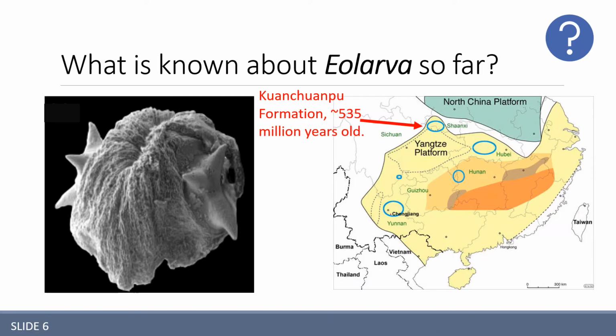The fossil Eolarva kuanchuanpuensis has been invoked as a fossil which could shed light on this matter. So I just want to give you a little background information about Eolarva first. Eolarva has been recovered from the Shizhonggou section of the Kuanchuanpu Formation, which is located in the southern Chinese province of Shaanxi. The formation has been dated at approximately 535 million years old, and so it represents a very early Cambrian formation, if you consider that the beginning of the Cambrian period has been dated at 541 million years.